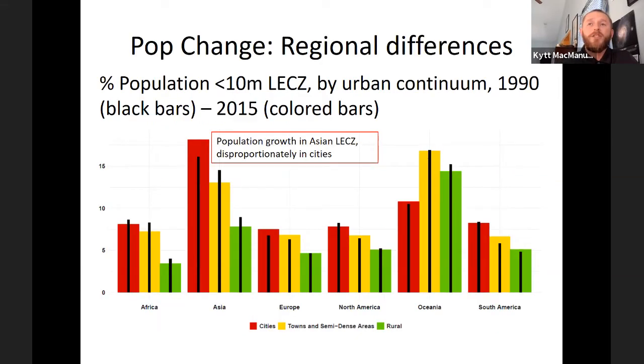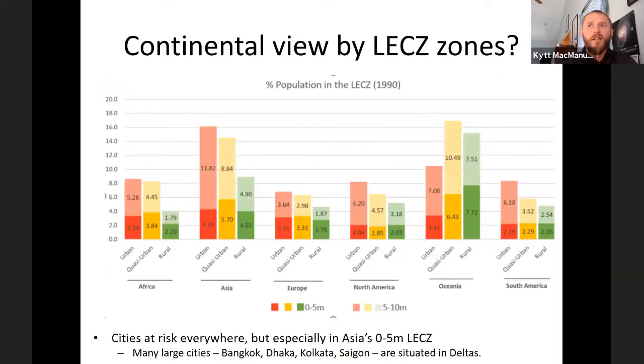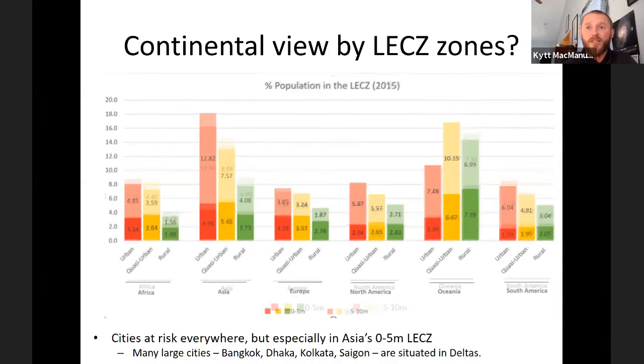So here we see there are regional differences. In this graphic, the black lines are 1990 and the colored bars are 2015. And we see specifically that population growth in the Asian LECZ is disproportionately in urban areas compared to other continents. When we look by continent, we know that cities are at risk everywhere, but once again, we're seeing that in Asia, the 0 to 5 LECZ is the most at risk. There just happens to be a lot of large cities that are situated in these Asian deltas. And you can see that over time, it's growing even faster than outside the delta.